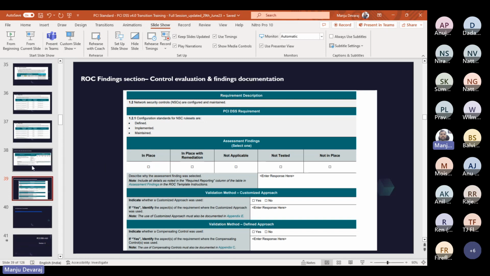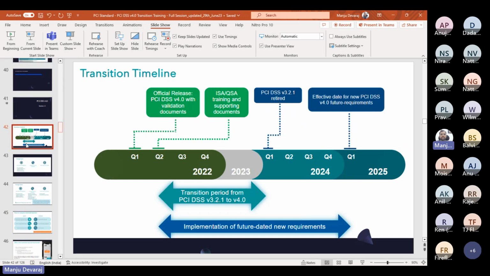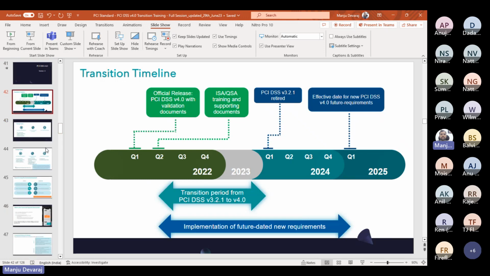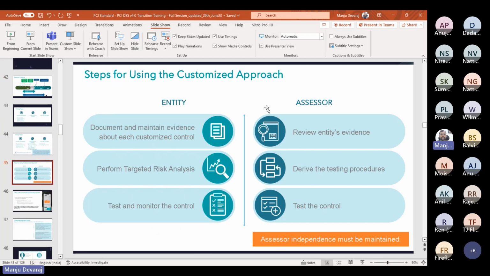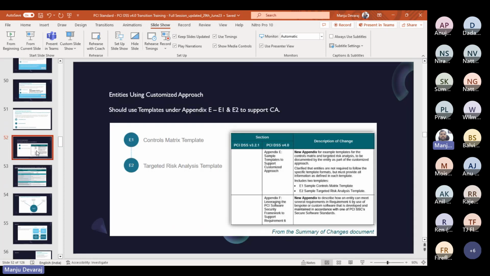So, once again, to refresh, we ran through the actual 4.0 slides in terms of the responsibilities. Refreshed those things once again. We stopped at this point, which is slide number 52, 53.